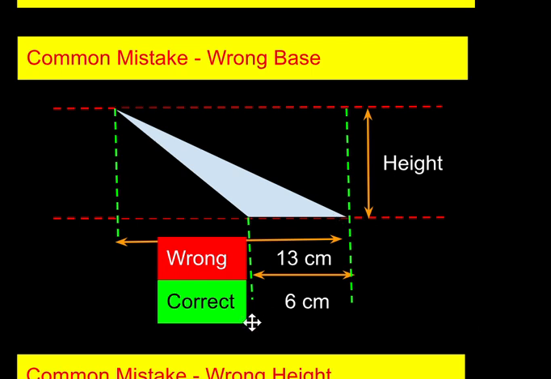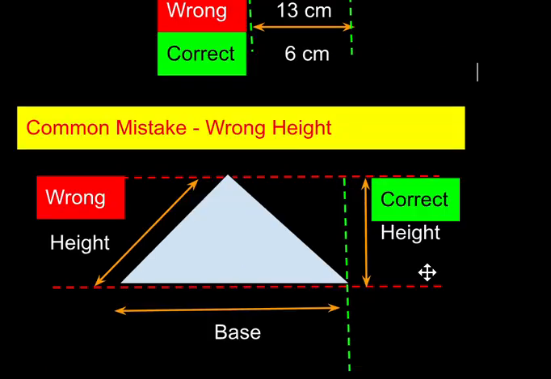The student should be using the base of 6 centimeter, where it's actually the 2 points that touch the flat ground, and not take the whole length that drops down. So if your child makes this mistake, do correct them and share this with them. You can take a screenshot of this and share it with them.